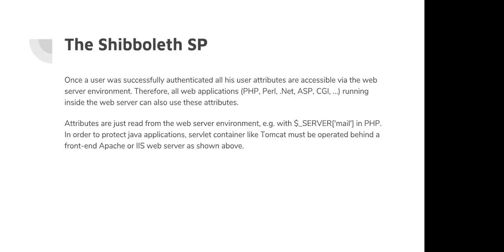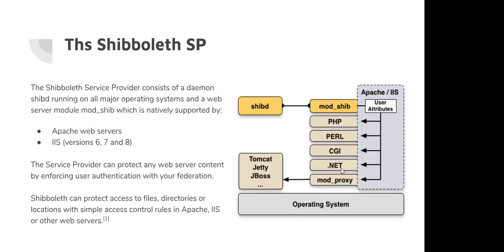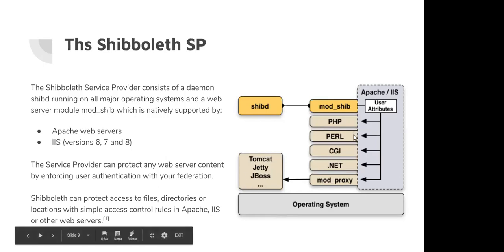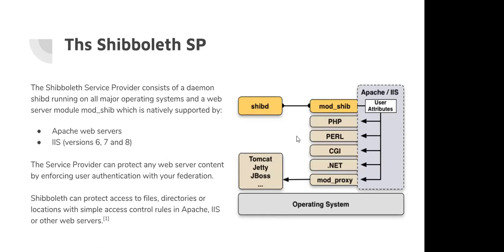In order to protect your Java applications, the servlet container like Tomcat or Jetty must be operated behind a front-end Apache or IIS web server, as shown in the diagram on the previous page, which we'll skip back to. So it's using mod_proxy, as I said before, to get that information and sit behind the Apache, which then does the authentication through Shibboleth.